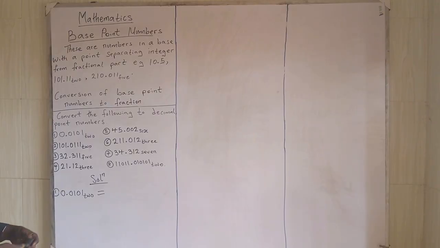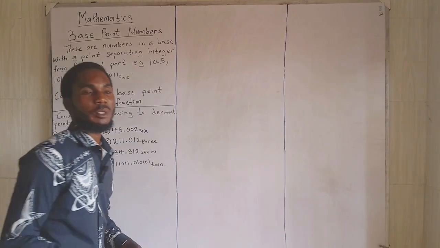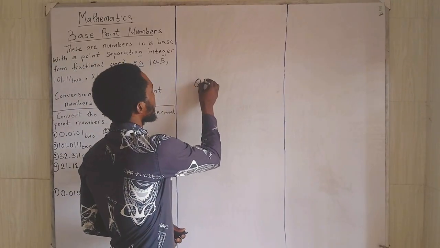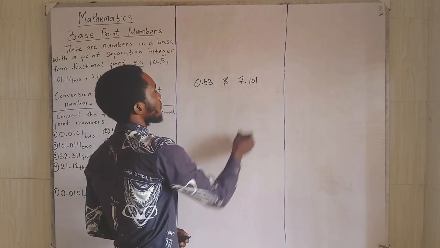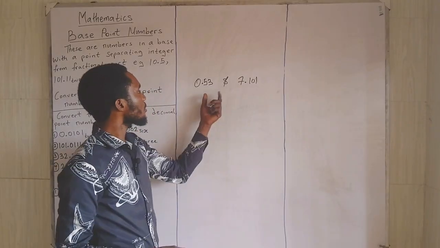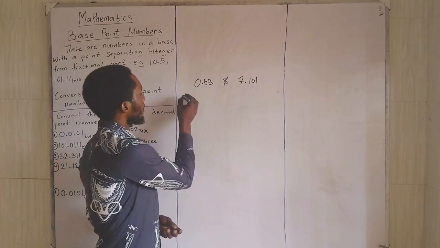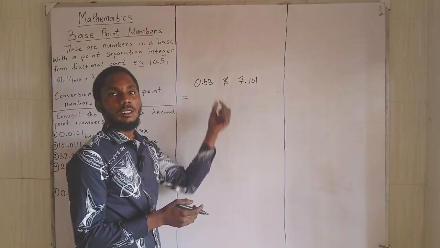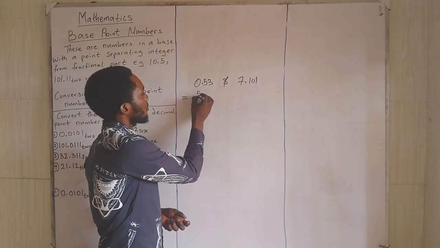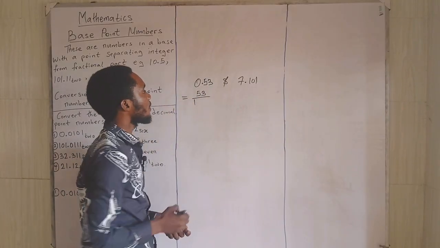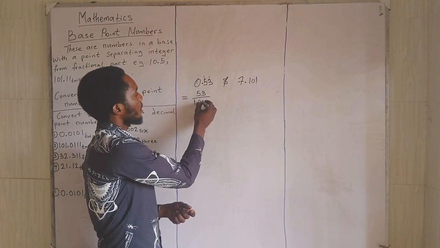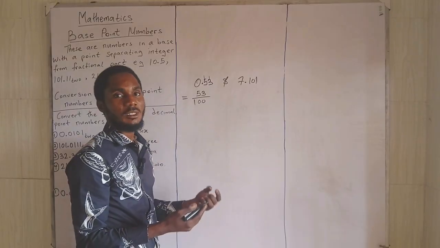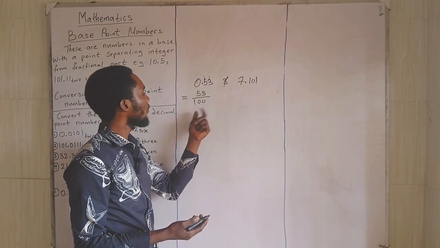Conversion of base point numbers to fraction. How do we convert base point numbers to fraction? Let's have two decimal point numbers. Let's convert 0.53 to fraction. The number after the point is 53, over 1. How many digits are after the point? 2, so 1 followed by two zeros. That means 0.53 is the same thing as 53 over 100 in fraction.